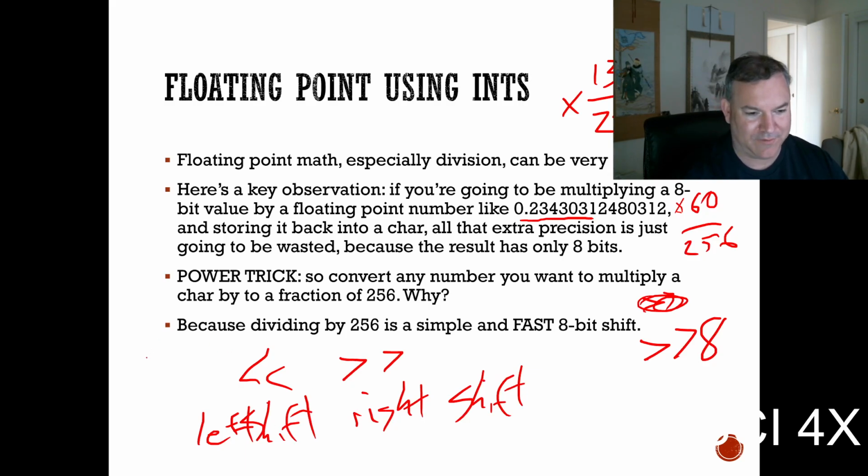They were repurposed to be cout and cin, right? But what they actually mean are bit shift left and bit shift right. Okay. And whether or not it's an arithmetic or logical shift right depends on if you have an int or an unsigned int.